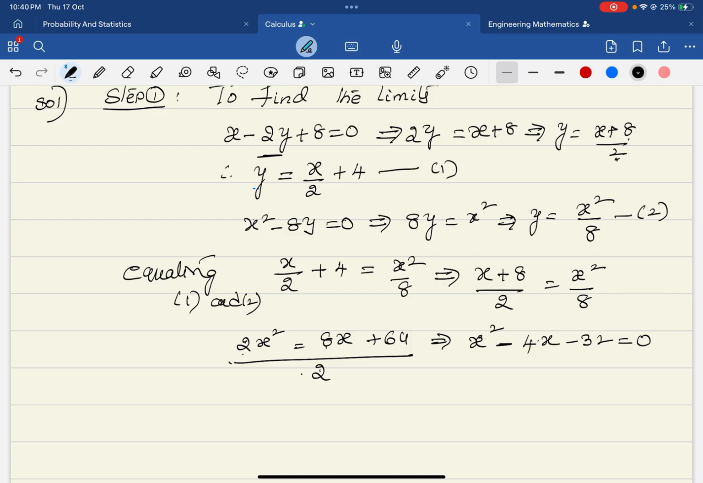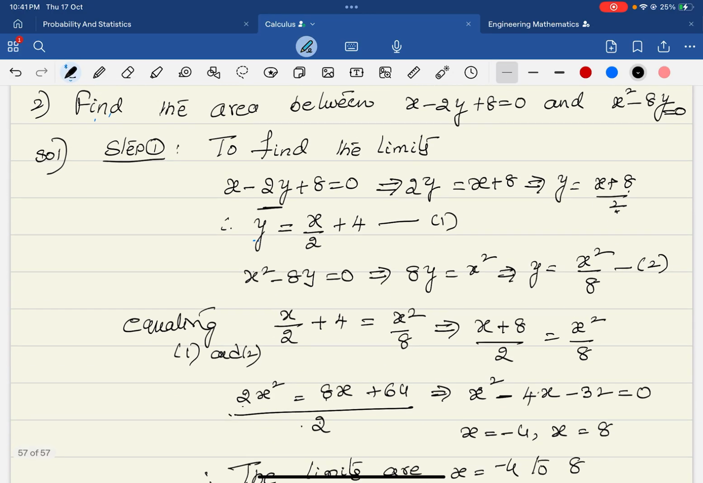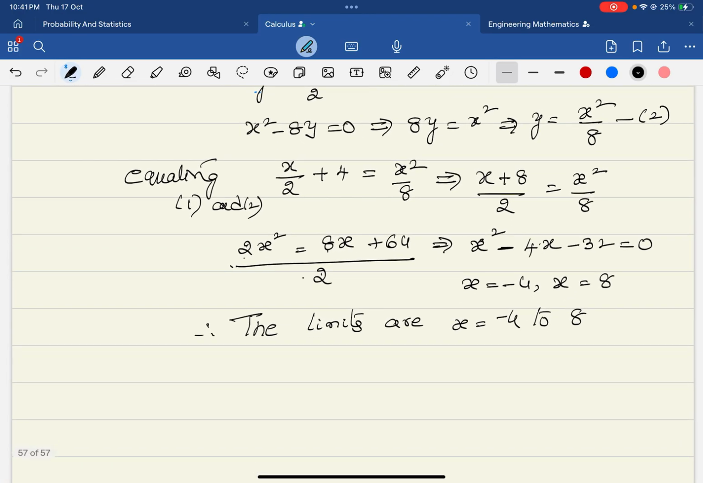The roots are, when you use the calculator, x equal to minus 4 and x equal to 8. Therefore, the limits are x is equal to minus 4 to 8. So that is step 1. I hope you could understand how we have done it by equating the equations.